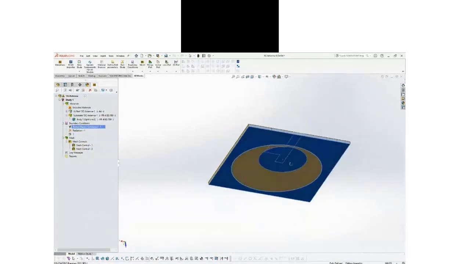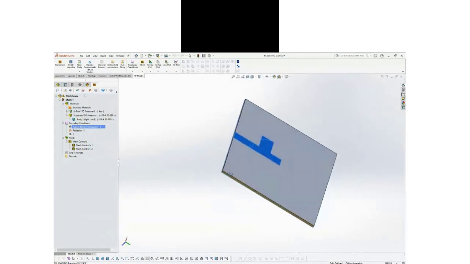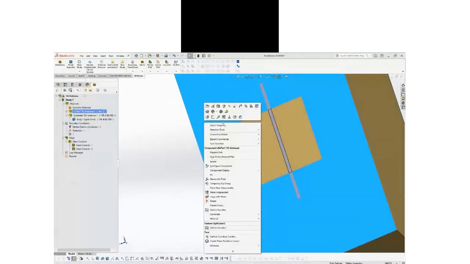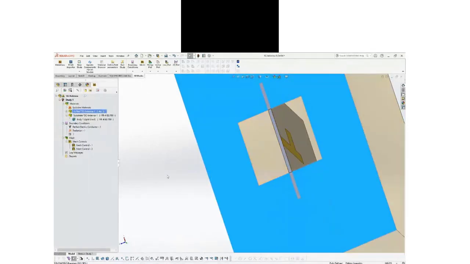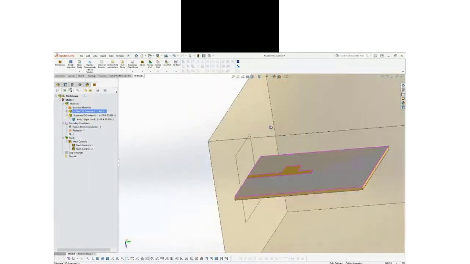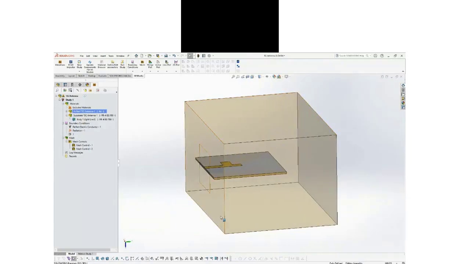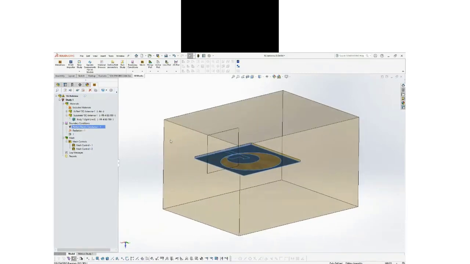So you see, where is my conductor? Which parts are my conductor? Where is my port? I have a hidden part, which is air. I can show it, and if I show the air, I can make it transparent, so you can see inside it. So now you can see how this full model is, how we simulate this antenna. Where is the conductor? Here is the conductor. Where is the port? This is the port.